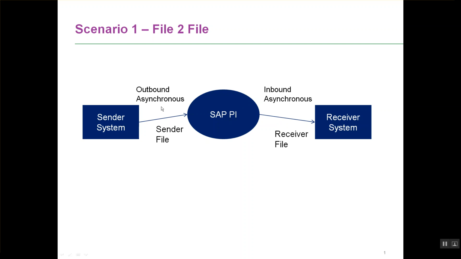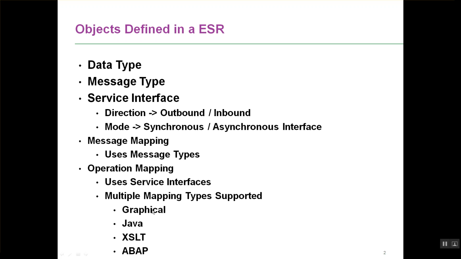How does the connectivity happen? The connectivity happens using adapters. You will have a sender file adapter and you will have a receiver file adapter. Okay. So with that, let's move on to the enterprise service repository.